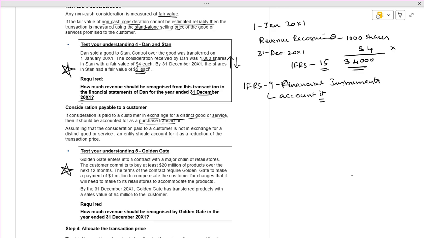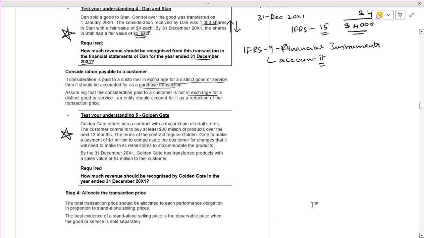Assume that the consideration paid to the customer is not in exchange for distinct goods or services. If it is paid for distinct goods and services, then it is a purchase transaction. If it is not in exchange for goods or services, then what do we have to do? We have to make appropriate adjustments before it is reflected. Understand what it says.